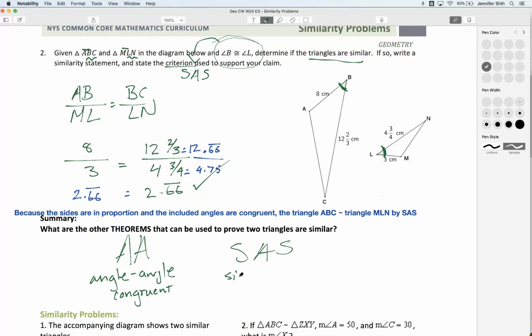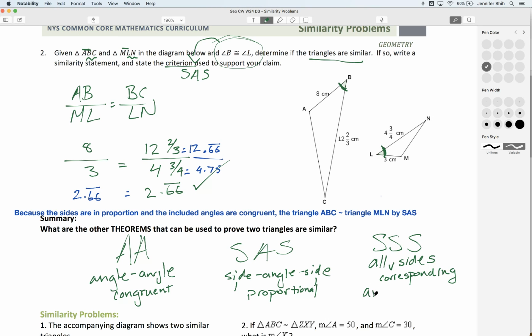So this means side, angle, side. It means the sides are proportional, and then the angles are congruent. Use this example up here to hone down what side angle side is. The final one is what we've been doing since the beginning of dilations, is all corresponding sides are proportional, which means they have the same scale factor.